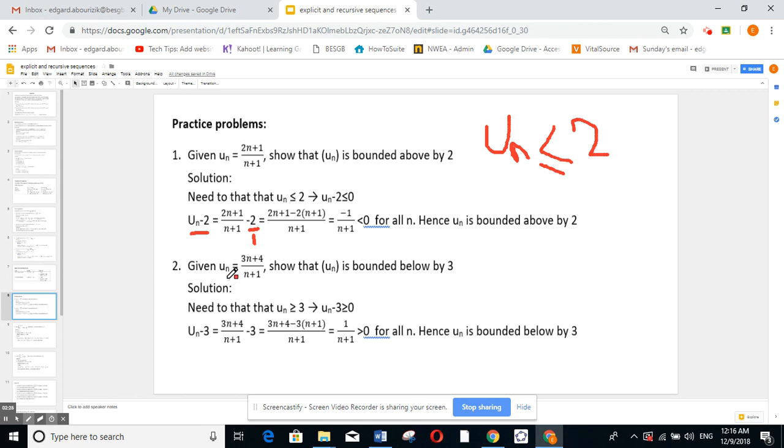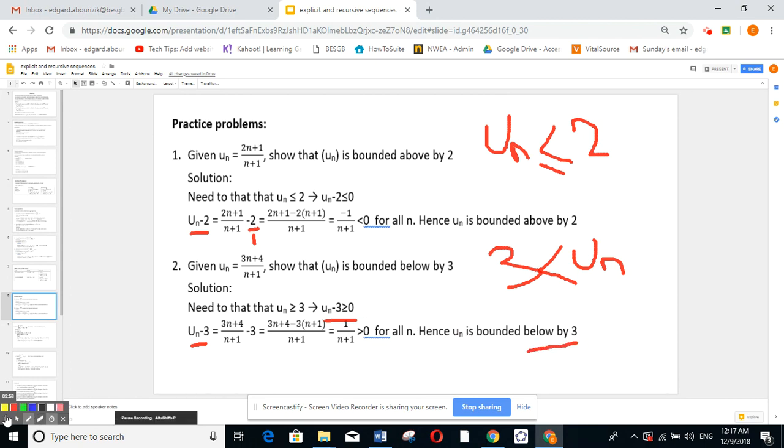Now I want to prove this explicit also is bounded below by 3. I mean 3 is smaller than all terms of the sequence, or un is bigger than 3. So I do directly un minus 3. I want to prove it bigger or equal to 0. So I start. What is un? 3n plus 4 over n plus 1 minus 3. I do same denominator. 3n minus 3n cancel out. 4 minus 3 is 1 over n plus 1. Positive over positive is bigger than 0. So that means that un minus 3 bigger or equal to 0. So it's bounded below by 3.